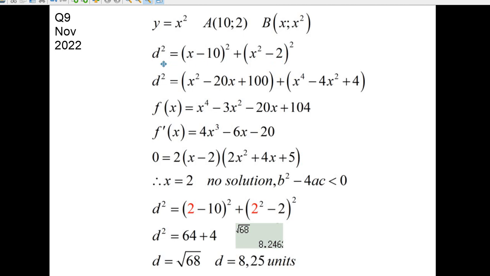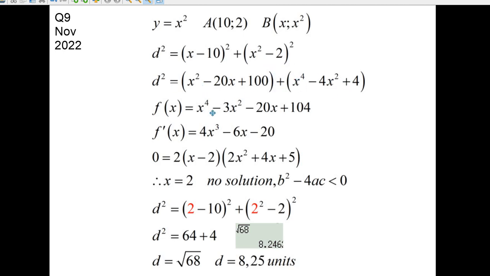Now they're asking about the distance, so why not just use the distance formula, where you subtract the two x values and square it, subtract the two y values, so x squared minus 2, and square it, and that gives you the distance squared. You go (x minus 10) squared, you do FOIL on that, or you know that it's x squared minus 20x plus 100. You go (x squared minus 2) squared, you get x to the 4th minus 4x squared plus 4 if you multiply it out carefully.